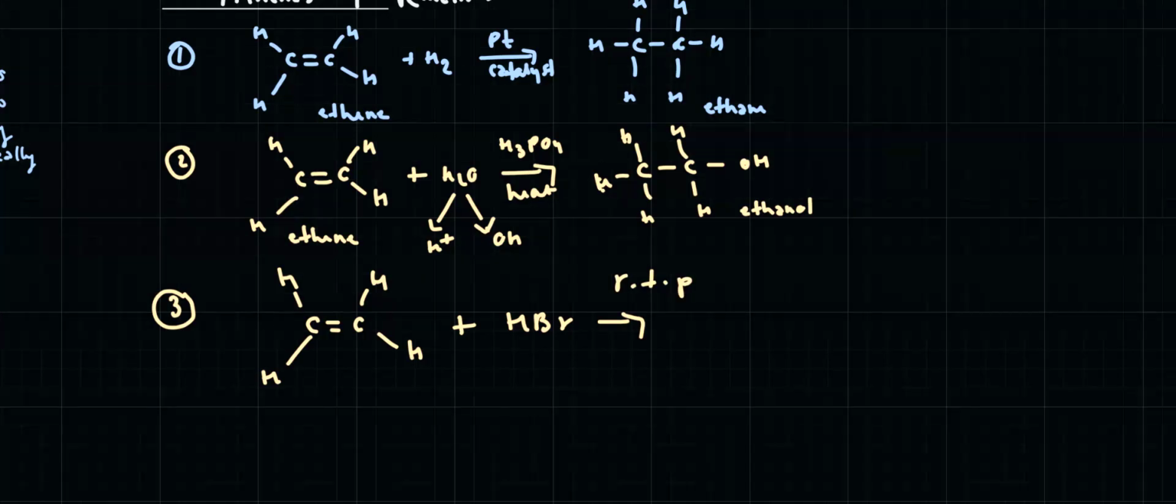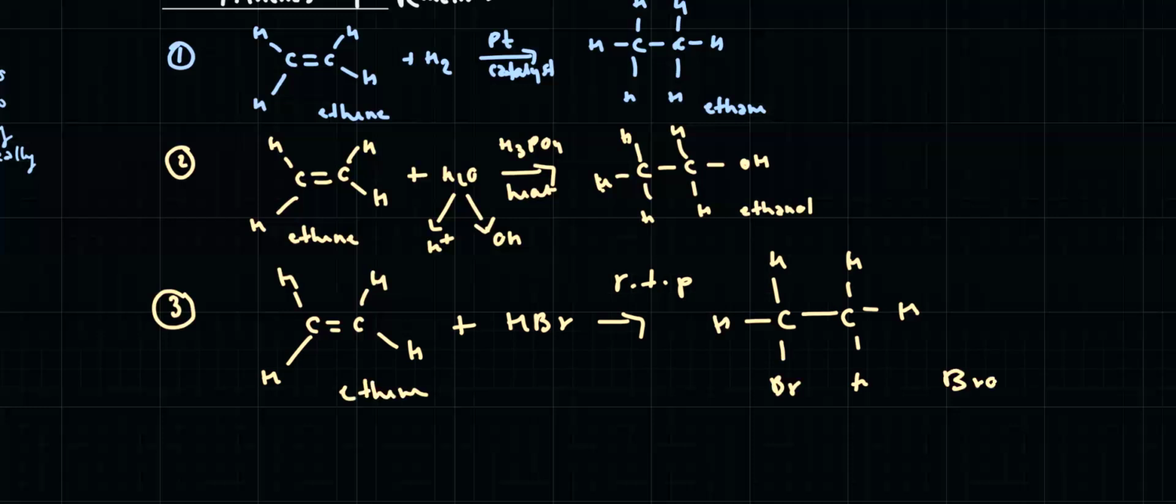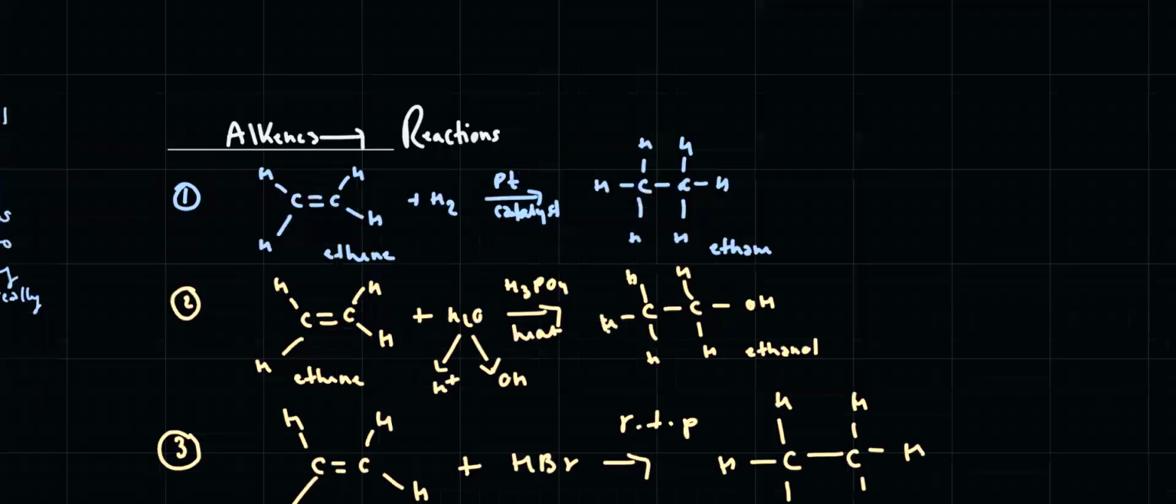So what's going to happen is this bond is going to open up. It's going to take in the H plus. Again, it doesn't matter where because it's symmetrical. And then you're going to form a halogenoalkane. So from ethene, you have formed bromoethane. Now, these are the basic three reactions here.